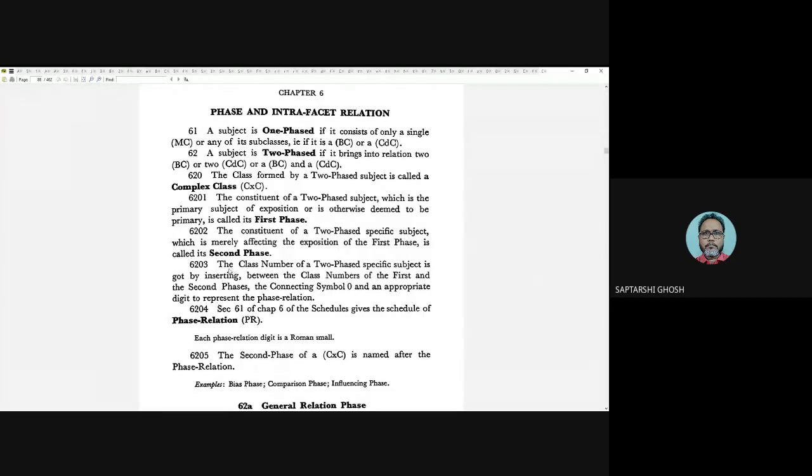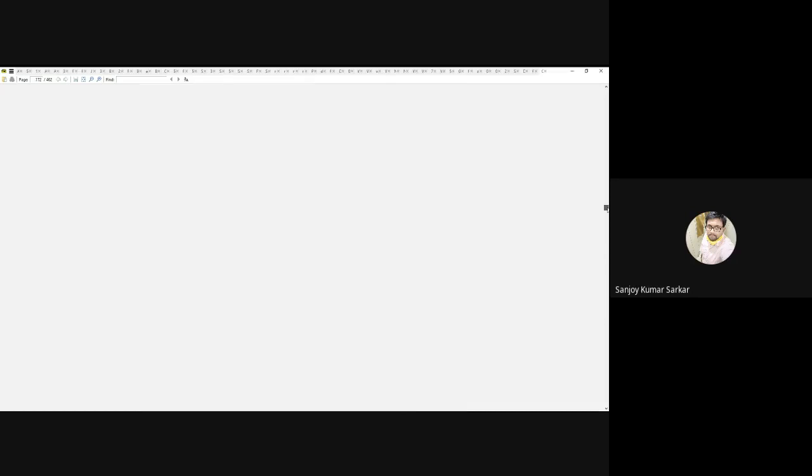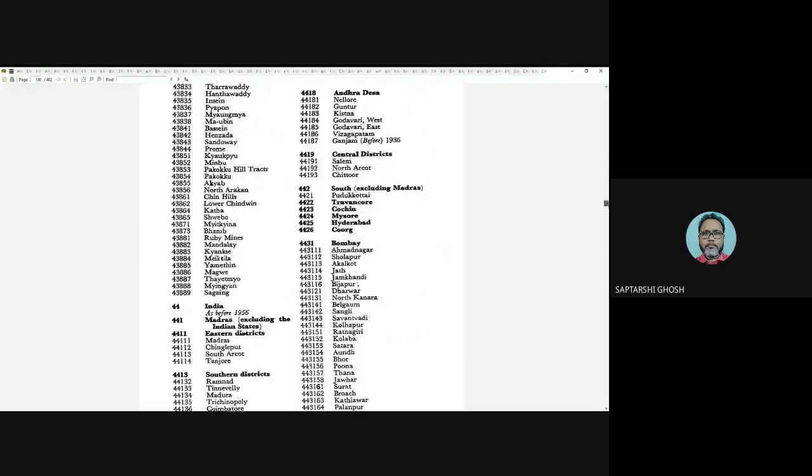Now, the class number of a two-phase specific subject is got by, very important, placing between the class numbers of the first and second phases the connecting symbol zero and the appropriate digit to represent the phase relation. So what is your connecting symbol? Zero. And what is the connecting digit? Sir, it is given in the schedule. It is given in the schedule. So let me show you the schedule. So now find it. Yes.